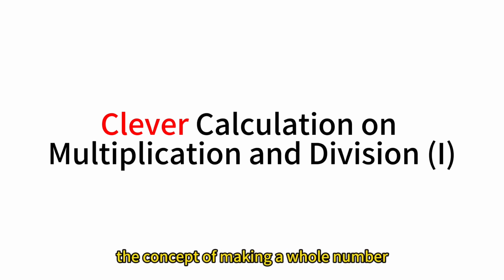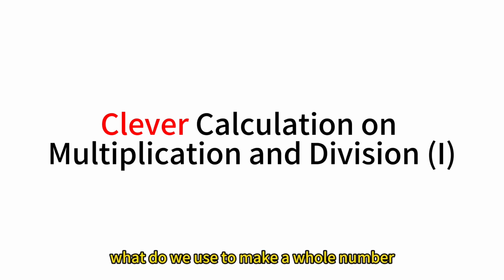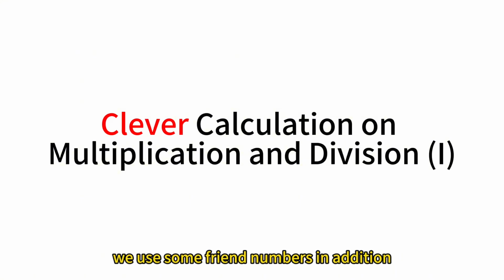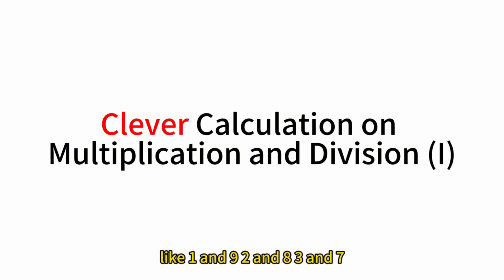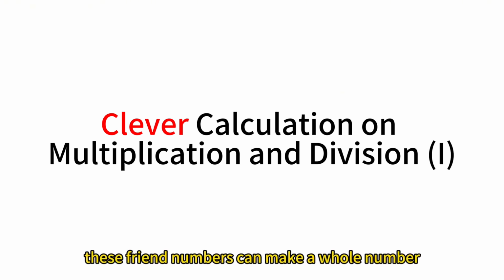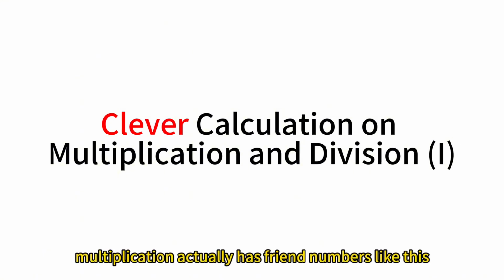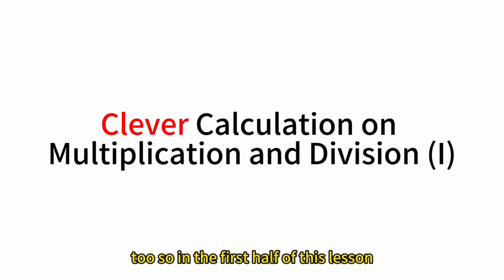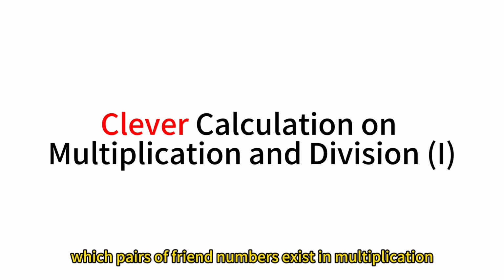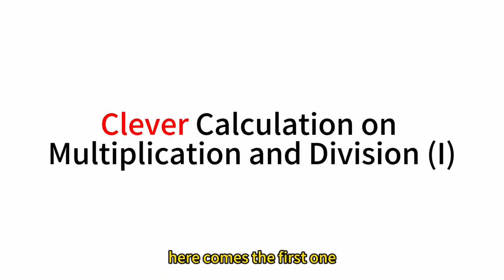So we all should remember the concept of making a whole number. What do we use to make a whole number? We use some friend numbers in addition, like 1 and 9, 2 and 8, 3 and 7, 4 and 6, and 5 and 5, right? These friend numbers can make a whole number, which makes the calculation easier. Well, multiplication actually has friend numbers like this too. So in the first half of this lesson, we're going to talk about which pairs of friend numbers exist in multiplication. Here comes the first one.